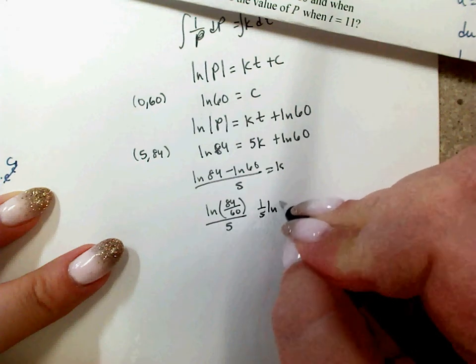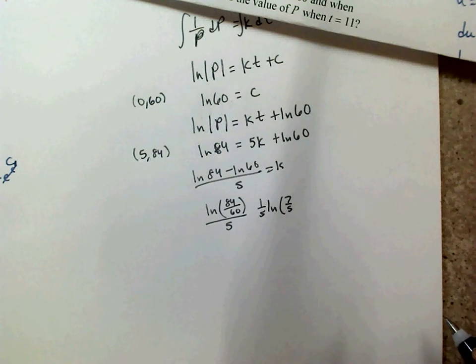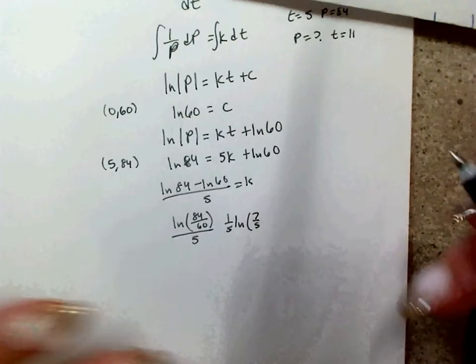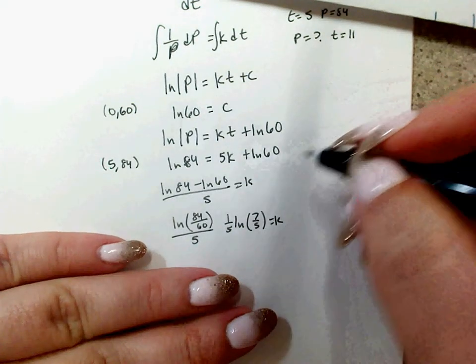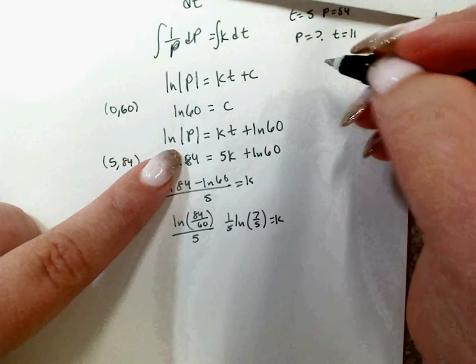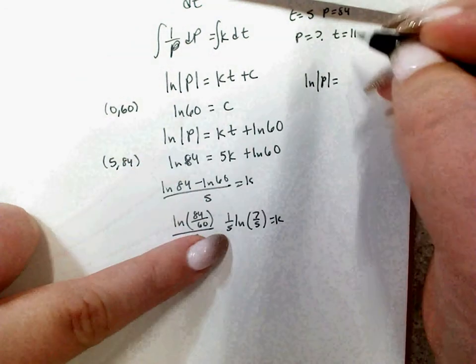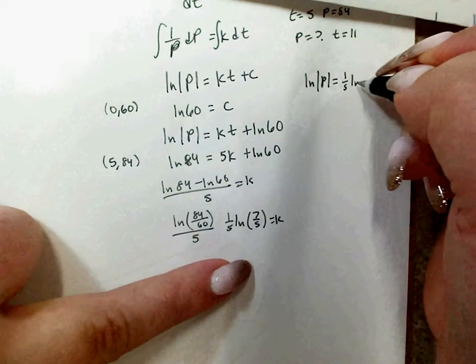Dang, how am I going to make it fit? I have to go up here. Okay. Equals k. So I'm going to go back to here. Natural log of the absolute value of p equals 1/5 the natural log of 7/5 t plus the natural log of 60.